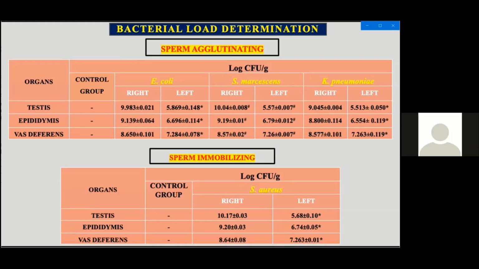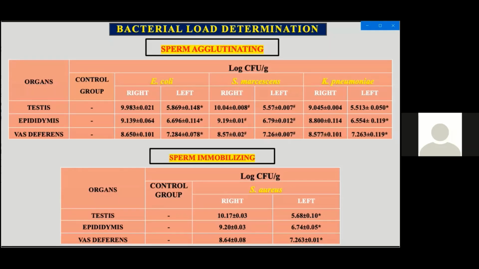In case of E. coli, in the right testes we could get 9.9 log CFU. In case of Serratia marcescens, the count was 10 log CFU. In case of Klebsiella pneumoniae, it was 9.0 log CFU. Whereas on the left hand side we could get 5.8 in case of E. coli, 5.57 in case of Serratia marcescens and 5.5 in case of Klebsiella pneumoniae.